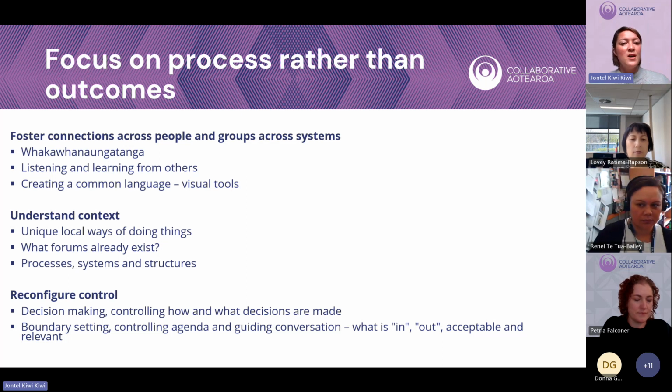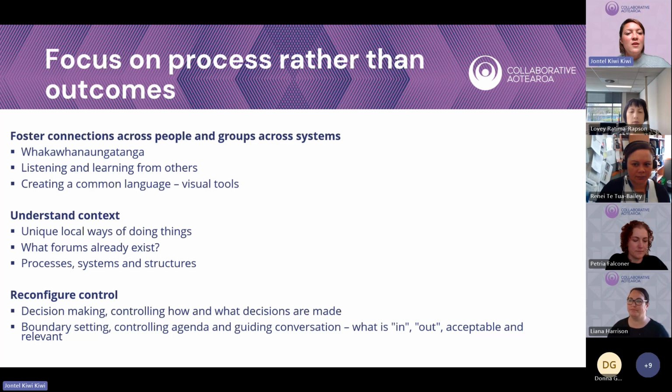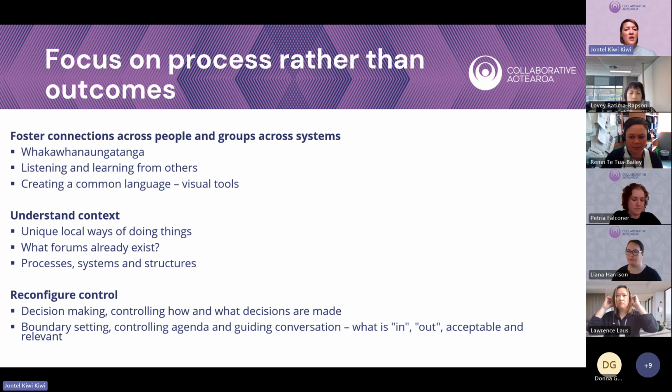Understanding the context of where you are. So looking at the unique local ways of doing things. What forums already exist? What groups, what networks do they already have? What connections are already strong? And or even what connections are not strong but could be strengthened? And what processes, systems and structures are already in place for that community or for that organisation?